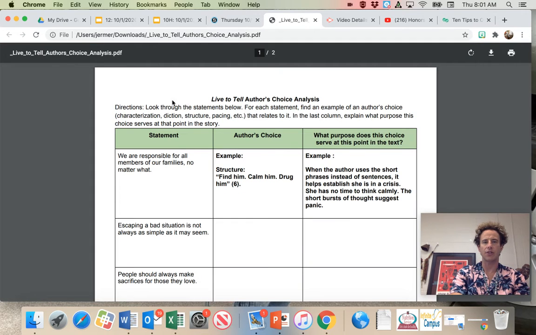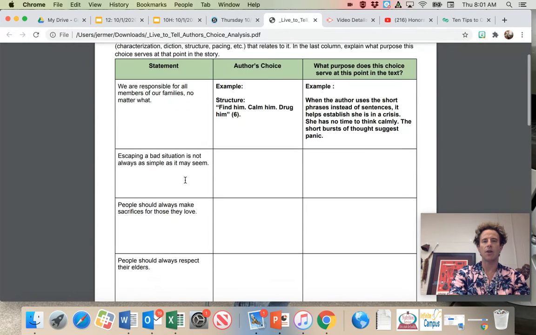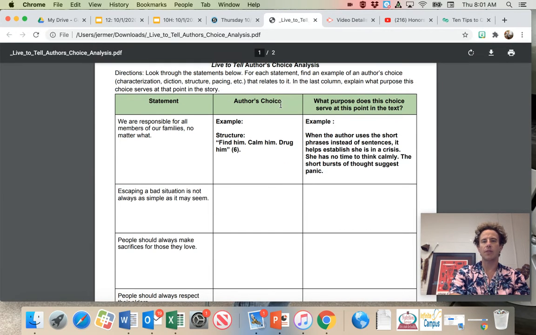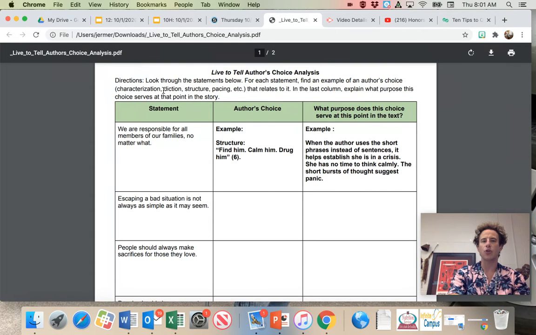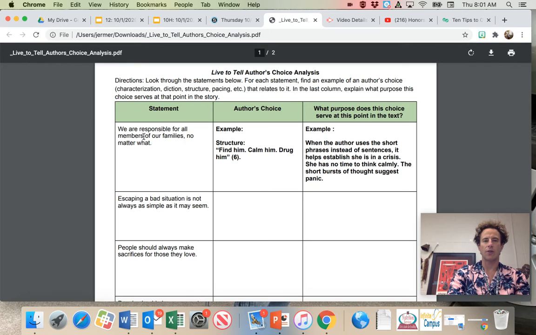Here are today's instructions. Look through the statements below. We did this yesterday. People should always respect their elders. So we did these statements yesterday. Find an example of an author's choice. That's from Monday's work where we looked at our word splash and defined in our own words with pictures, characterization, diction, structure, pacing. Find a passage that relates to the statement. So here was the first one.